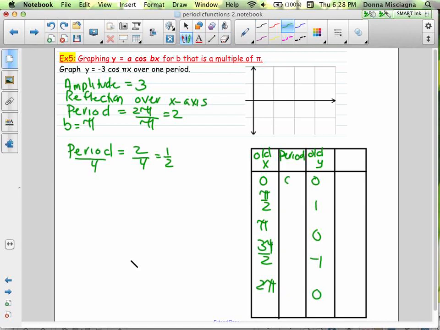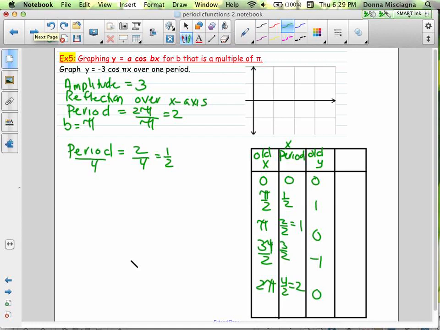We start at 0, and 0 plus 1/2 is a half. 1/2 plus 1/2 is 2 halves, which equals 1. 2 halves plus a half is, oops, no pi. I just feel like I need to make a pi, I guess, even though I know that it's going to be 3 halves. 3 halves plus a half is 4 halves, which is 2, and that matches the period. So that's our new x values.